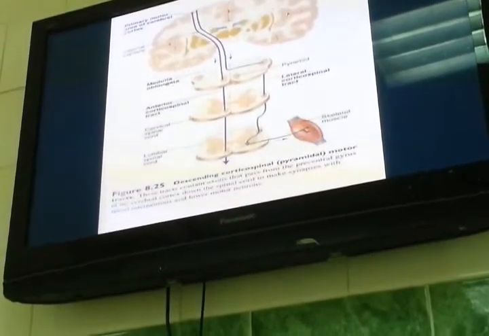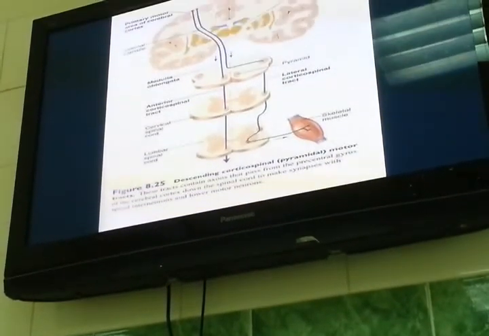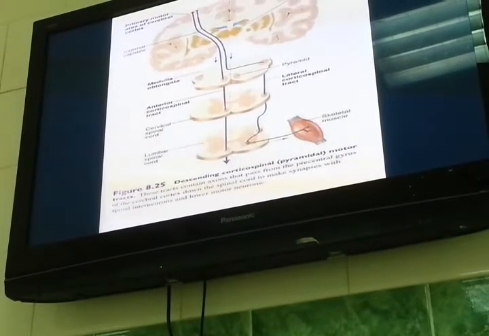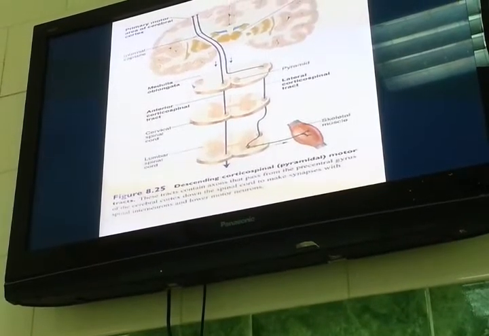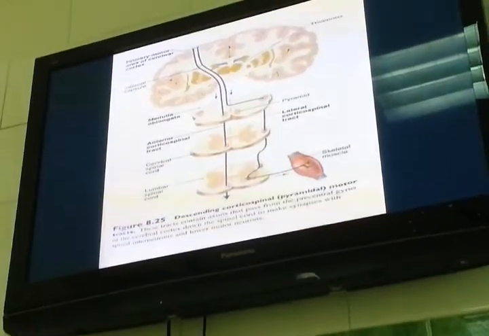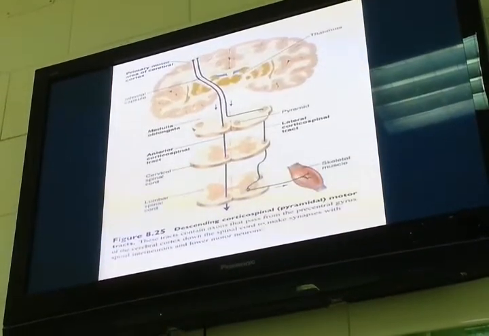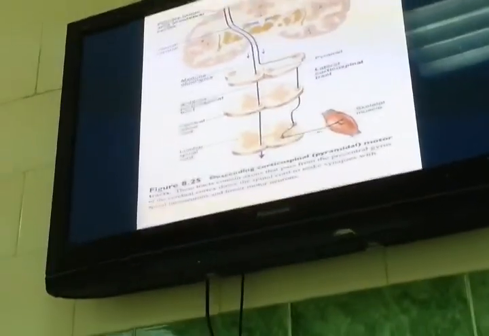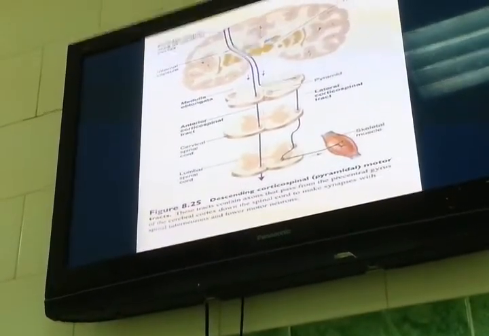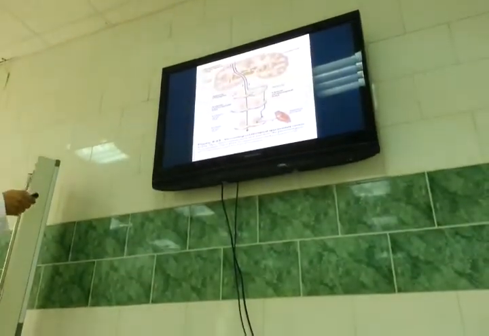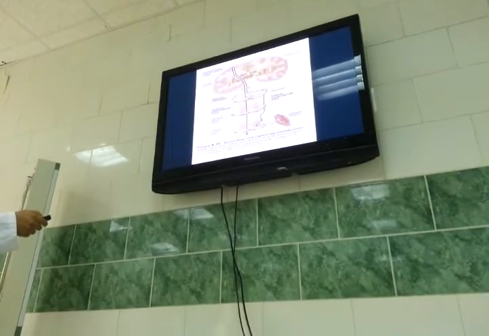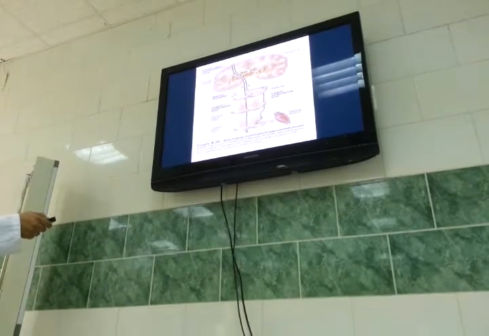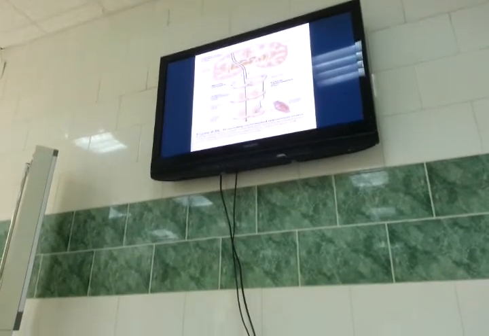The cell body of the somatic motor neuron originates where? What is the part of this? Anterior horn of gray matter. So the somatic motor neuron originates from the anterior or ventral gray horn of the spinal cord. This neuron synapses here, and then the somatic motor neuron controls the movement of the muscle.